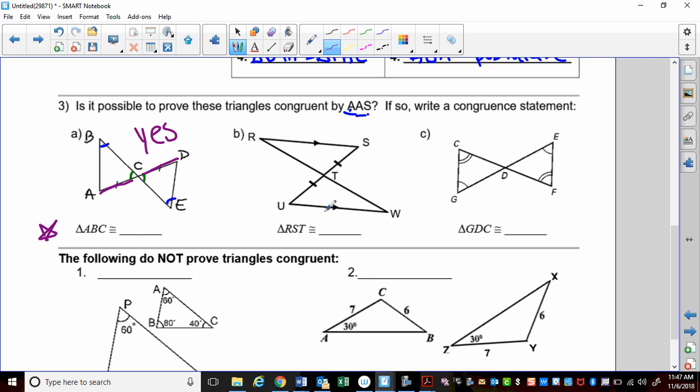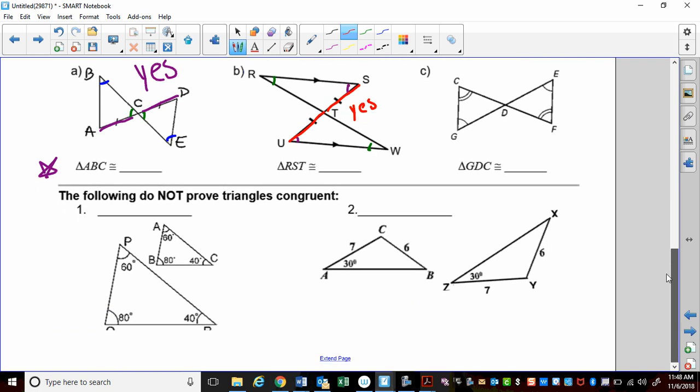This line is parallel to this line, so I have these alternating interior angles. I also have these alternating interior angles if I wanted to. And then I have this side is congruent to this side. That's what the little dash mark means. It means that these are congruent. So I have angle, angle, side. So yes, this one can be proven. And I want you guys to write the similarity statement.